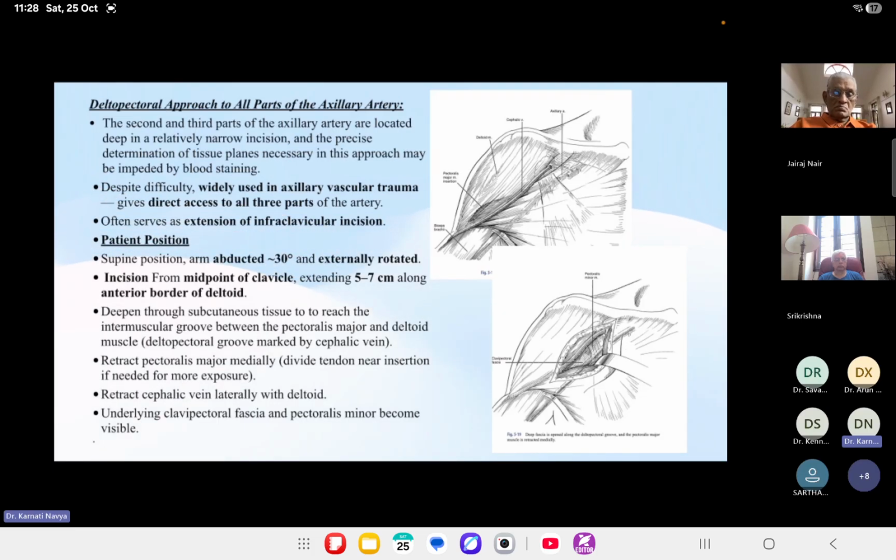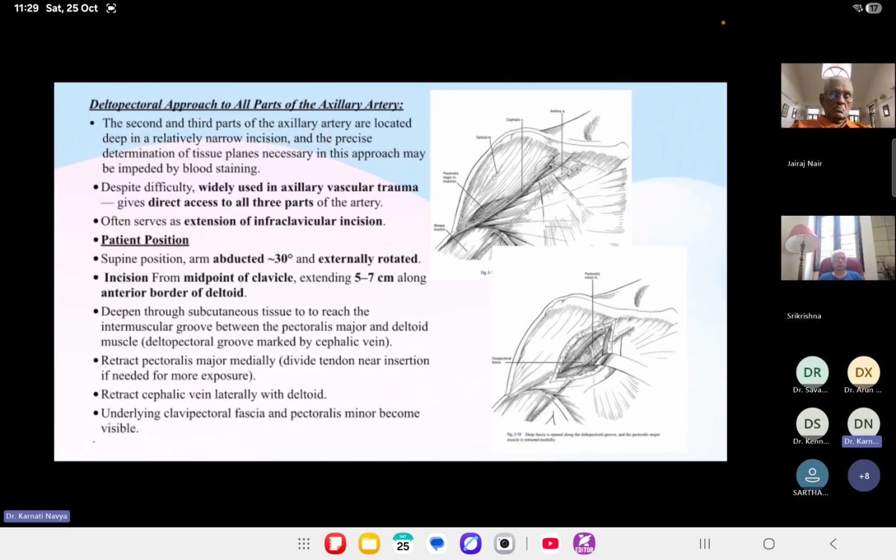Then deepen through the subcutaneous tissue to reach the intermuscular groove between the pectoralis major and the deltoid muscle, which is the deltopectoral groove, marked by the cephalic vein as depicted in the picture. Then retract the pectoralis major muscle medially, and divide the tendon near the incision if needed for more exposure. Then retract the cephalic vein laterally along with the deltoid, as shown in the picture. In the second picture, the deep fascia is opened in the deltopectoral groove and the pectoralis major along with the cephalic vein is retracted medially.